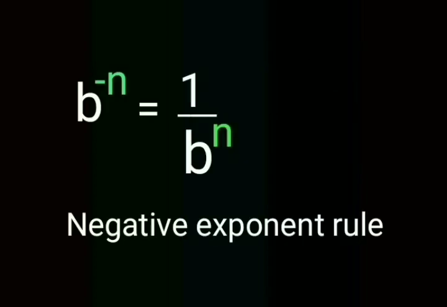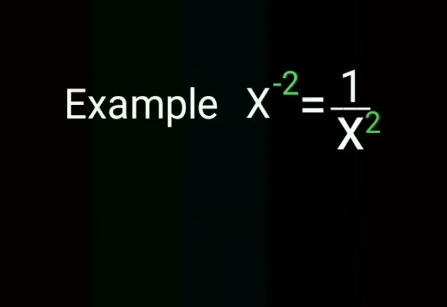In the negative exponent rule: any base b raised to a negative exponent n. The result will be 1 over base b raised to the positive power n, or the reciprocal of base b raised to the power n. Example: x raised to the negative square. The result will be 1 over x squared.